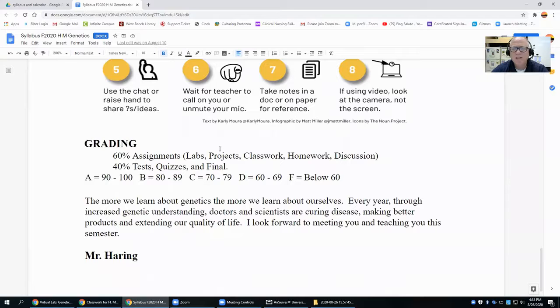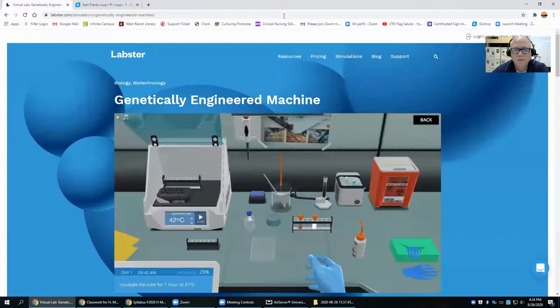60% is assignments. This is a little different than I'd probably do in my class, just because I'm not there with them, and so I want to give them as much opportunity to be doing these assignments, and that's going to be the majority of their grade. But 40% are tests, quizzes, and the final. It's a basic standard grading scale, so there's no surprises there. So I think all students can enjoy this class and do well.